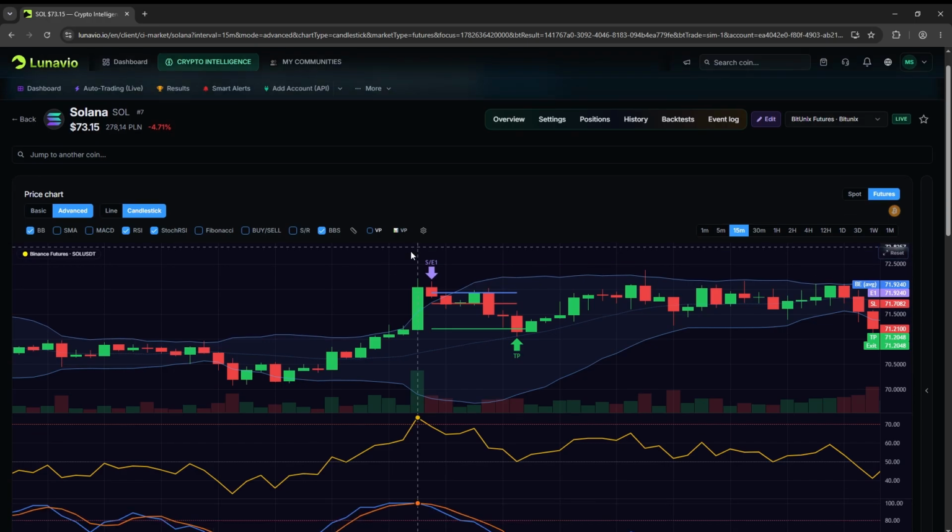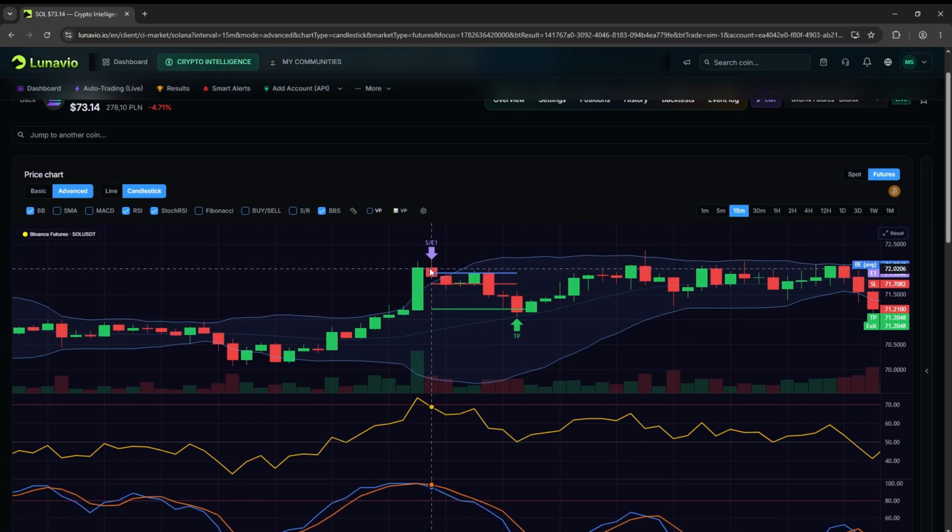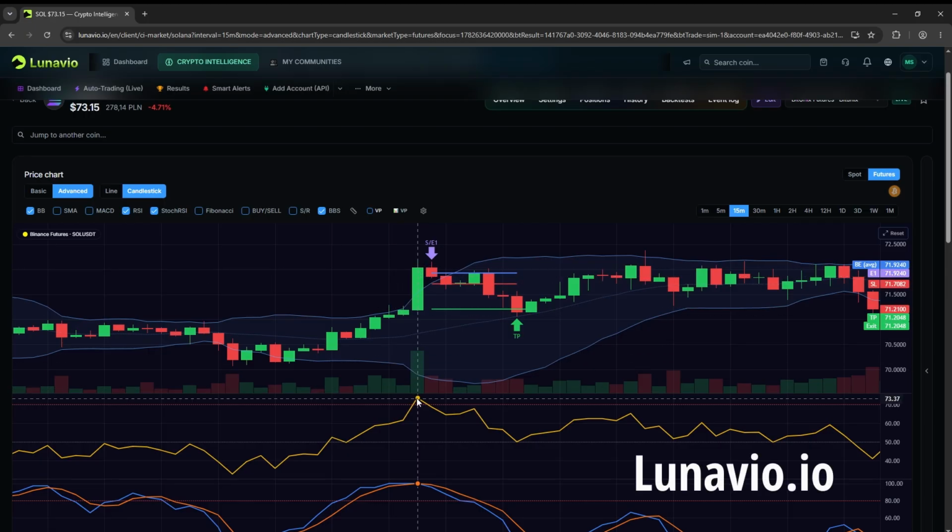Lunavio never has direct access to your funds. It can only execute trades on your chosen exchange. So as you can see, you no longer need to spend the whole day watching the charts. Lunavio will do it for you and automate everything you would do by yourself.